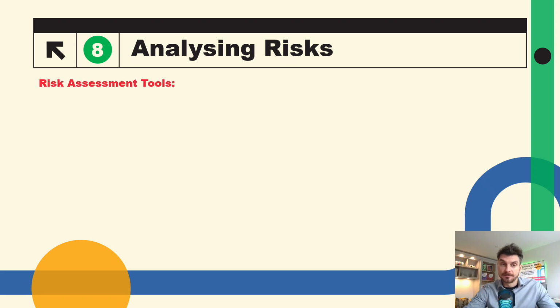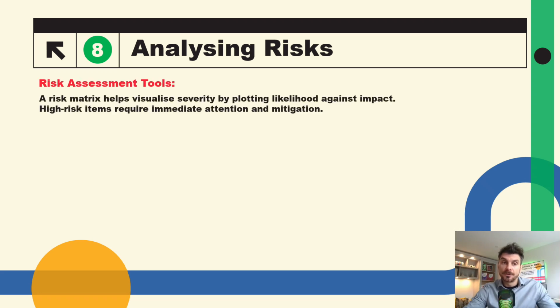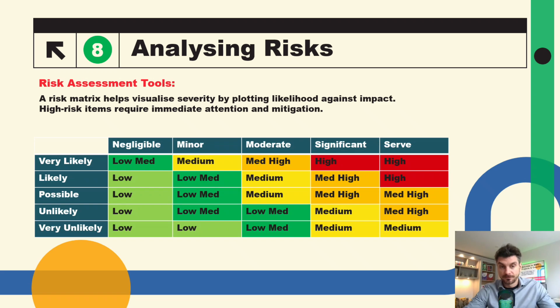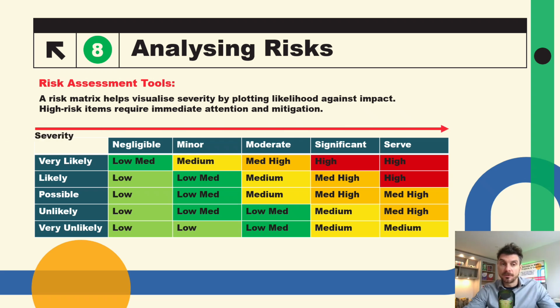Analyzing risks. A risk matrix helps visualize severity by plotting likelihood against impact. High-risk items require immediate attention and mitigation. As you can see here, you will have the severity going across the right with negligible, minor, moderate, significant, and severe. And then on the left, your likelihood. Is the risk very likely to happen, likely, possible, unlikely, or very unlikely?